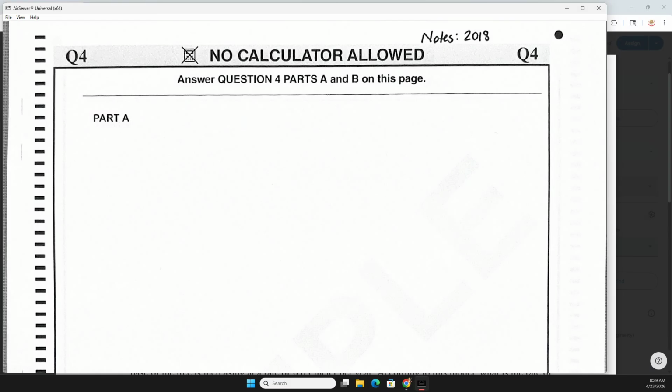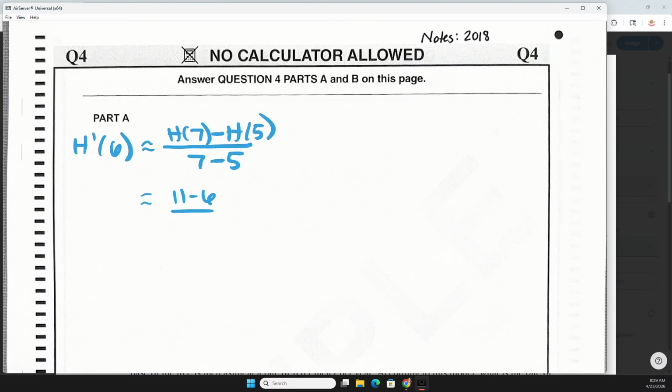So we're going to start off by finding the average rate of change. Now, you need to tell the reader that this is what you're finding. h prime of 6 is approximately h of 7 minus h of 5 over 7 minus 5. Right? And then looking at your table, that's going to end up being 11 minus 6 over 2, or 5 halves.